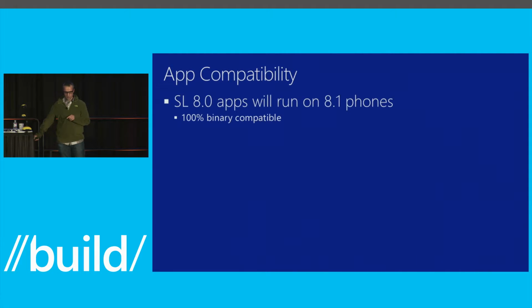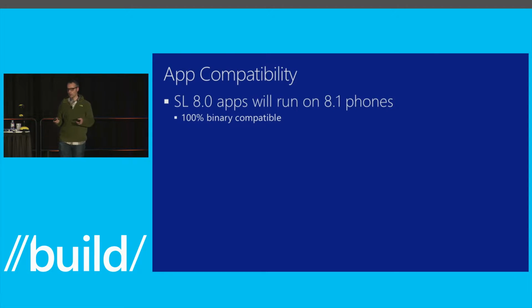All right. So I mentioned, actually, I didn't mention this one yet. Silverlight 8.0 apps will run on 8.1 phones. Probably an obvious thing. Your old apps will run on the new OS. We spent a lot of time doing app compatibility testing to make sure everything works great. And they are 100% binary compatible.